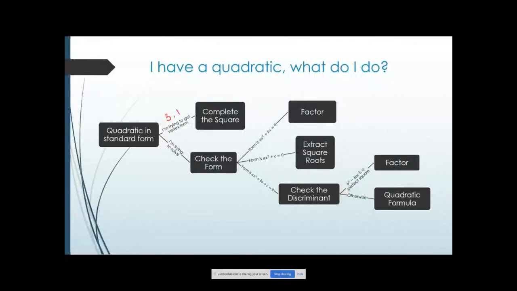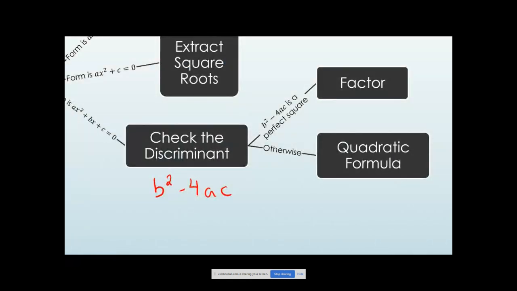The discriminant is b squared minus 4ac, and you plug in the numbers from the form ax squared plus bx plus c. Plug in those constants and coefficients, and follow the order of operations to check the discriminant. If the discriminant is a perfect square, which means you can take the square root of it, then that means you can factor this. In fact, I would recommend factoring because it is usually faster. If it's not something you can take the square root of, then use the quadratic formula.